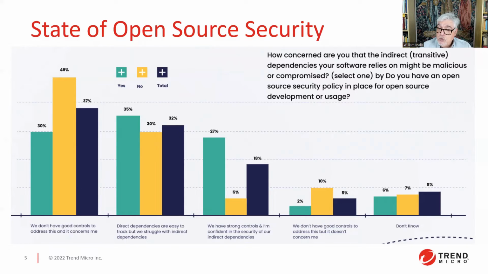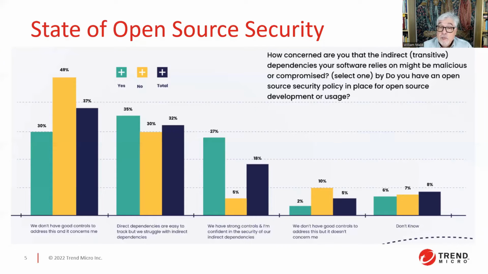When it comes to direct dependencies, I'm looking at the second set of bars, around a third of the users have some level of trust that they're doing well with the stuff that's out there. But when it comes to indirect dependencies, meaning you're using code from somebody, but they're using code from somebody else and you don't know who they are, well, then that's problematic.